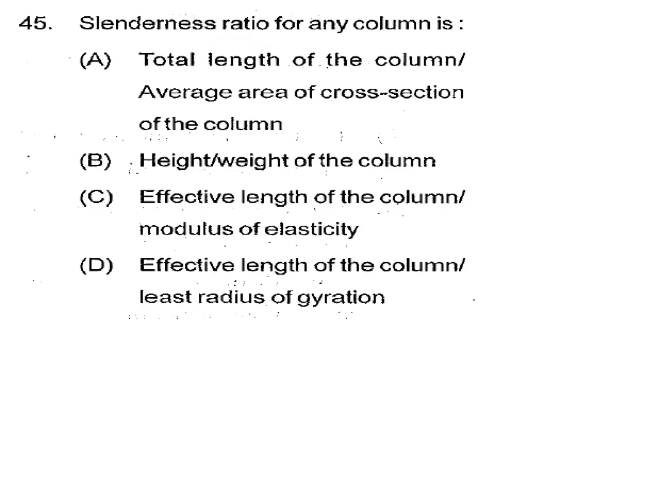Slenderness ratio for any column. This one is also already discussed in the strength of materials quick review for ISRO. You can check it from my playlist. P critical is pi square EI by effective length square. I is A K square. K is the least radius of gyration.